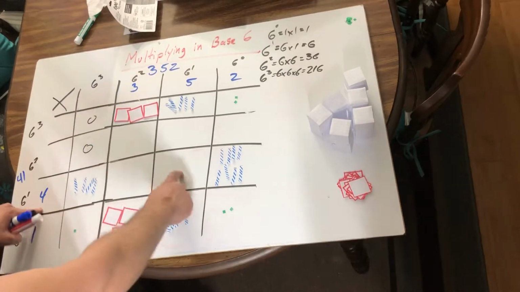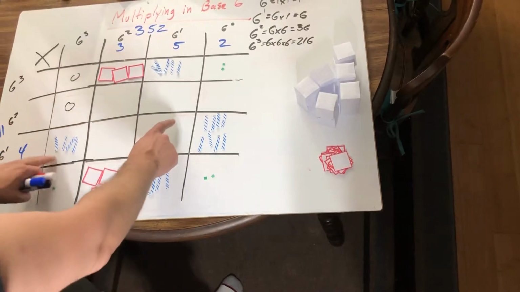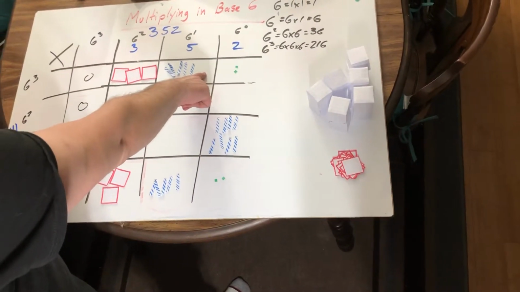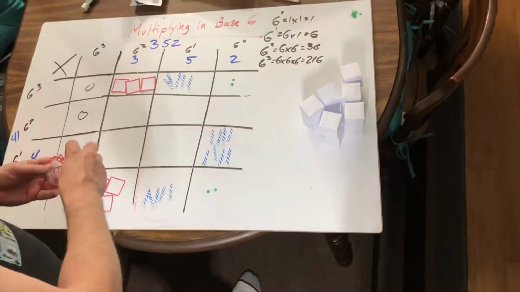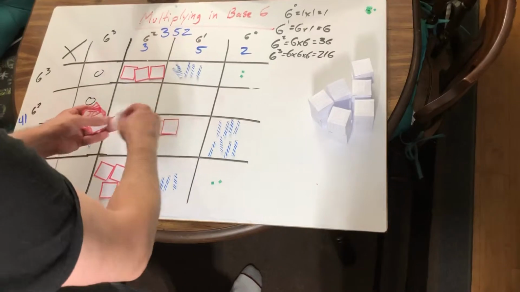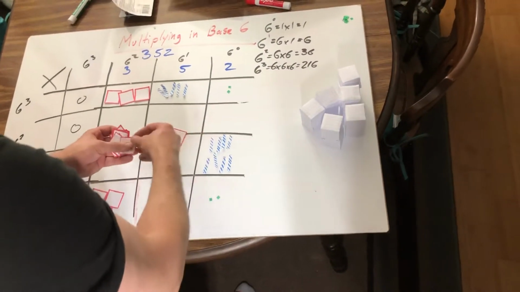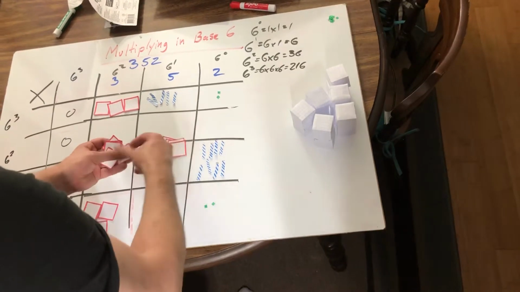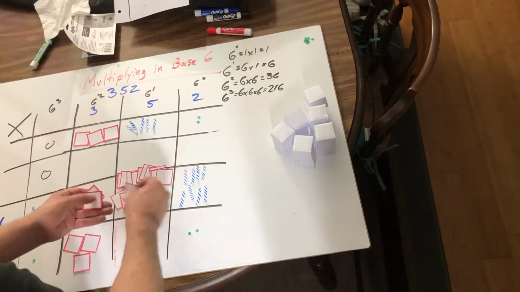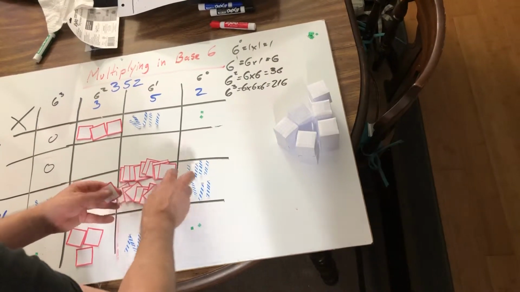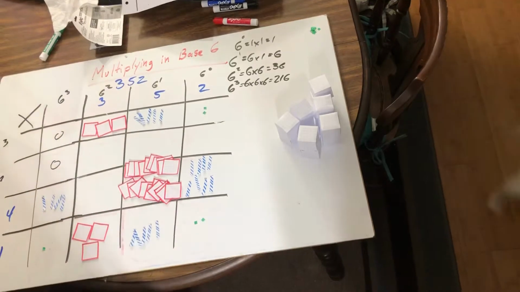Then we're going to take 4 times 5. Well, 4 times 5 is 20, and because this is a 6 by 1 and a 6 by 1, then it'll be a 6 by 6 square. So we're actually going to have 20 of these. So we'll have 1, 2, 3, 4, 5, 6, 7, 8, 9, 10, 11, 12, 13, 14, 15, 16, 17, 18, 19, 20. Because 4 times 5 is 20 of these.